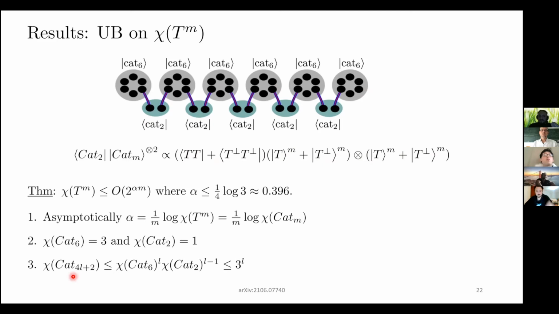And then using submultiplicativity, you can show that the rank of these big cat states could be at most the product of the rank of these smaller cat states, right? But the cat 2 has rank 1, so it doesn't contribute anything, and the cat 6 only has rank 3, so we get this upper bound.